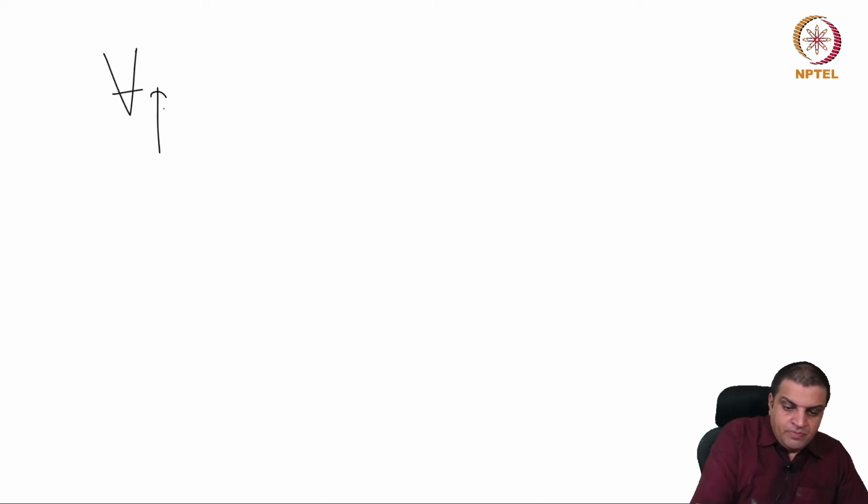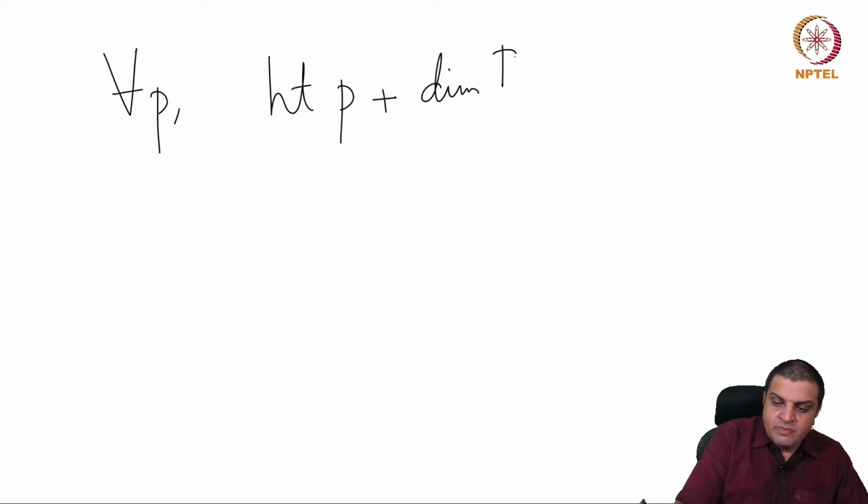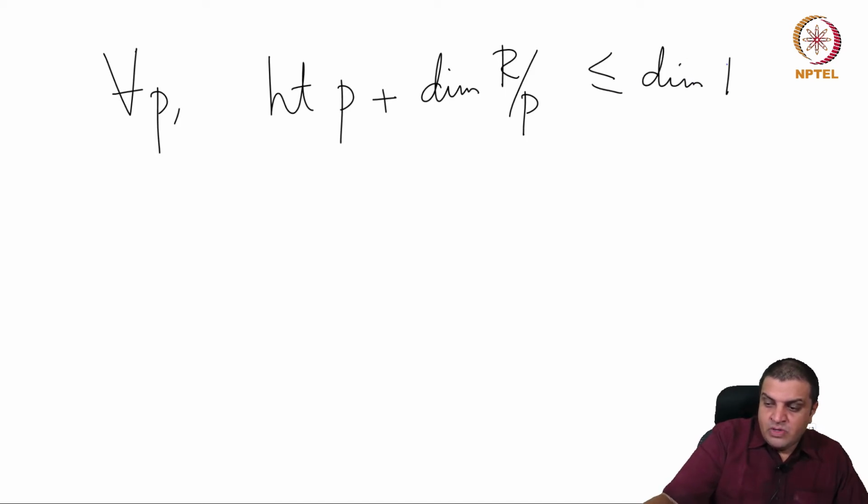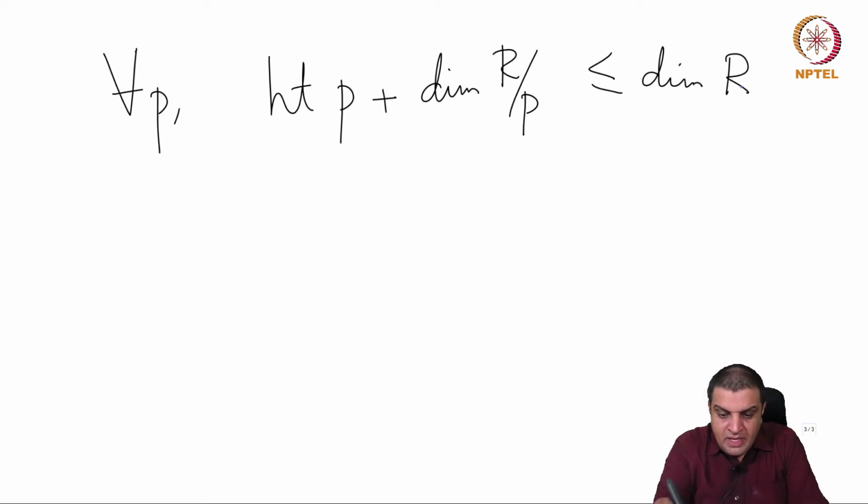Okay, and for all P, height of P plus dimension of R mod P is less than or equal to the dimension of R. So why is that? Height of P measures the supremum of lengths of a chain that starts from somewhere below a minimal prime and goes up to P. The dimension of R mod P will start from 0 of R mod P, because it's a domain, and then go up to a maximal ideal. But inside R, it is the same as starting from P and going to a maximal ideal.